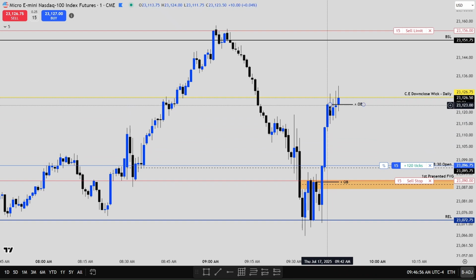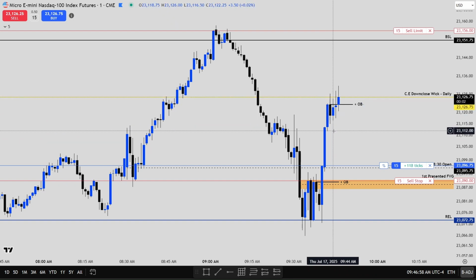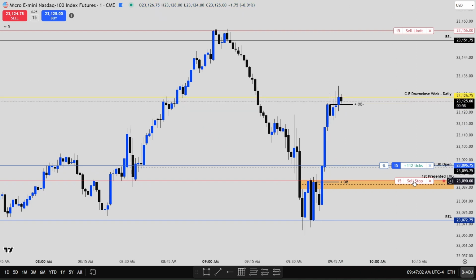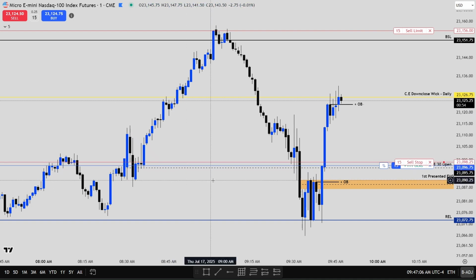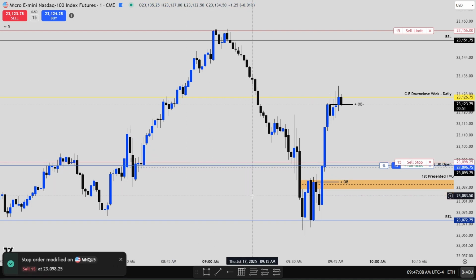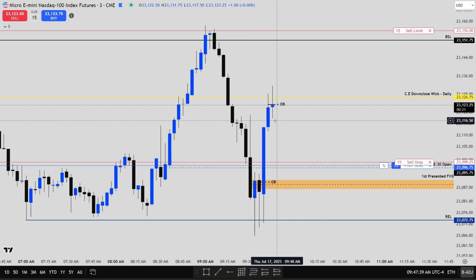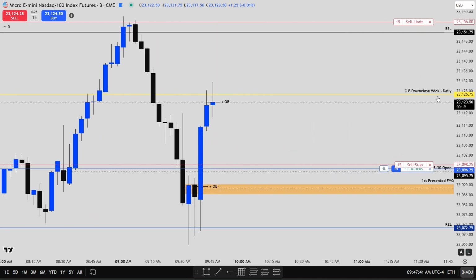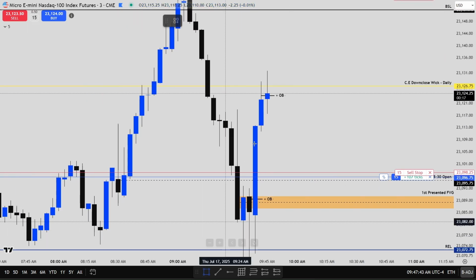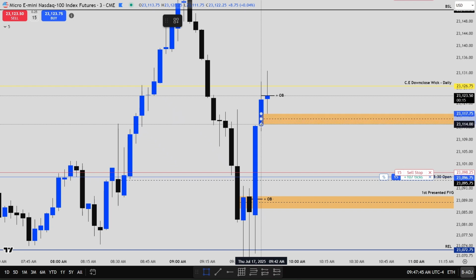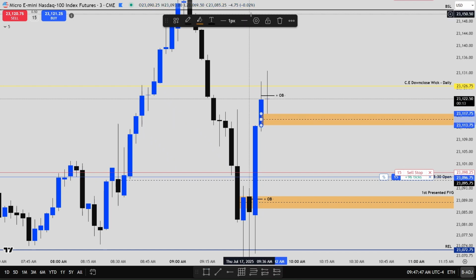Let's see if we can close there. Okay. Stops are coming in right there. We have a small little 3-minute fair value gap here that I'm looking at. Might want to trade into that, get some fuel before we take off.